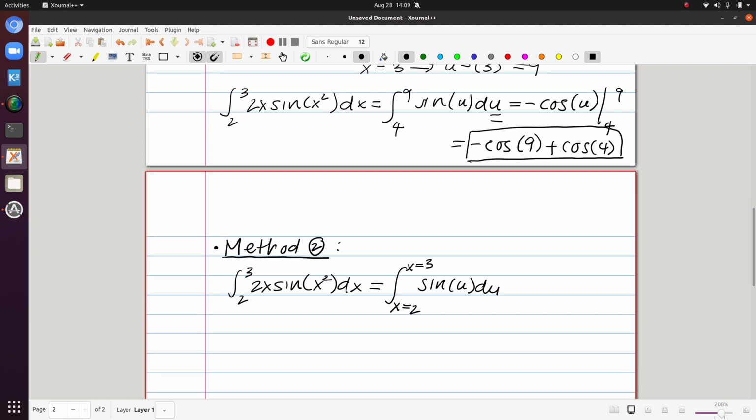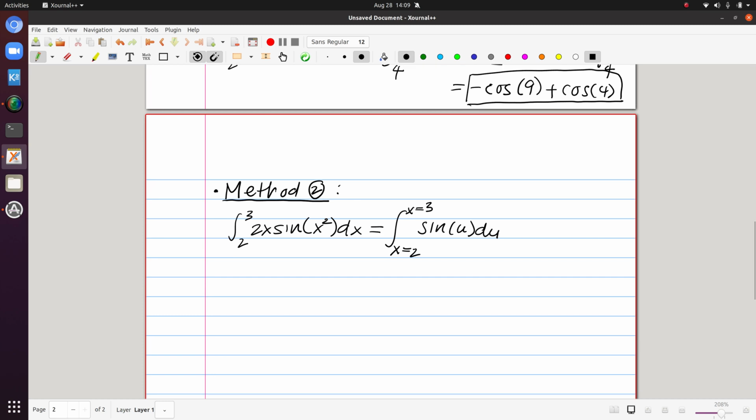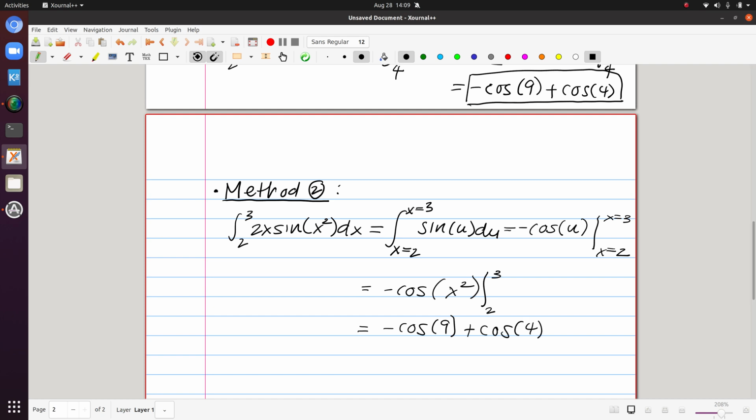And that reminds me that I need to reconcile these different variables. So the antiderivative is, again, minus cosine of u, and I'm evaluating that from x equals 2 to x equals 3. So I'm going to rewrite that now as a function of x, minus cosine of, and we said u was x squared. Now I can simply just write 2 and 3. Those are the bounds on that variable. And notice that I get the exact same answer. I get minus cosine of 9 plus cosine of 4.